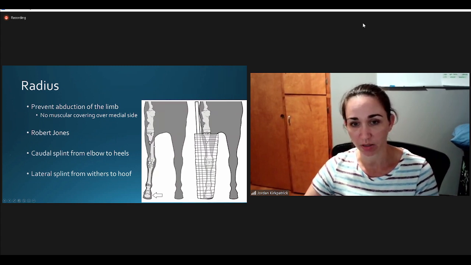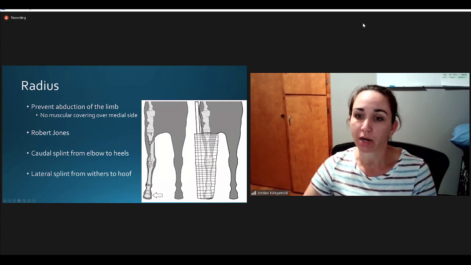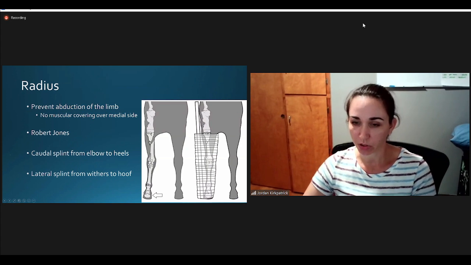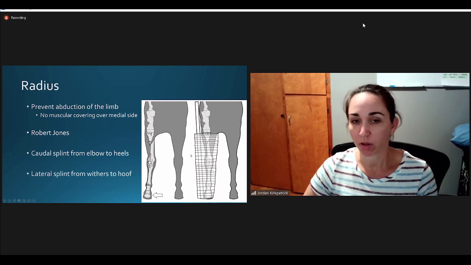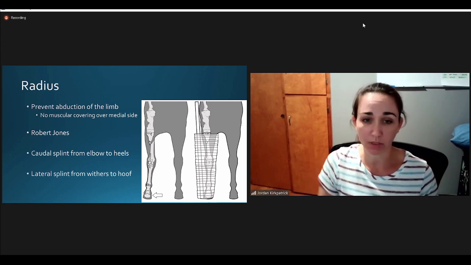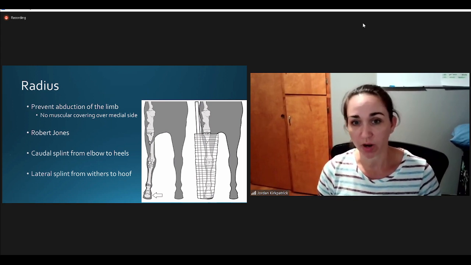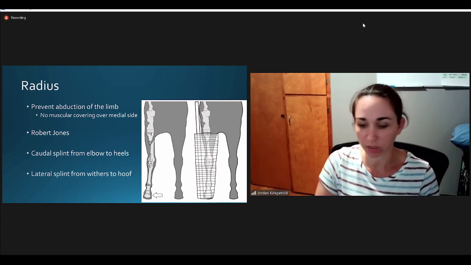You can see here how the limb is trying to pop medially. And by placing that very tall lateral splint, it gets the limb in a more straight alignment to help hopefully prevent that fracture from, if it's closed, from becoming open, or if it's open, becoming a more open fracture where the soft tissue structures get further damaged.